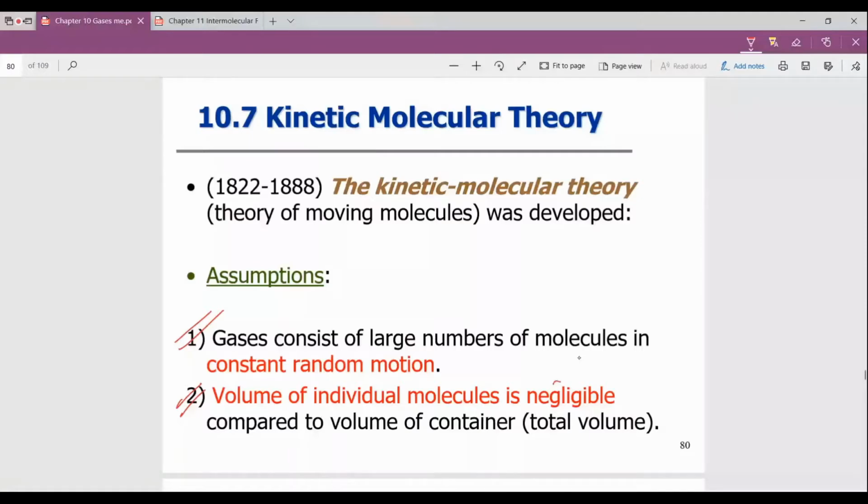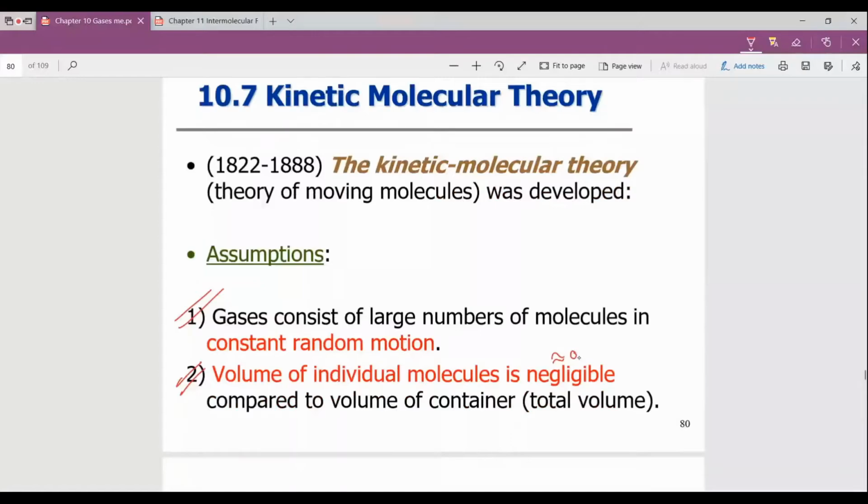And second, the volume of an individual gas molecule is negligible. Assume it as very small, negligible, we can assume it as zero. If we compare with the volume of the container, the molecules have the total volume. An individual molecule is negligible, but compared to the volume of the container, they have a total volume. That's the second assumption of molecular theory.